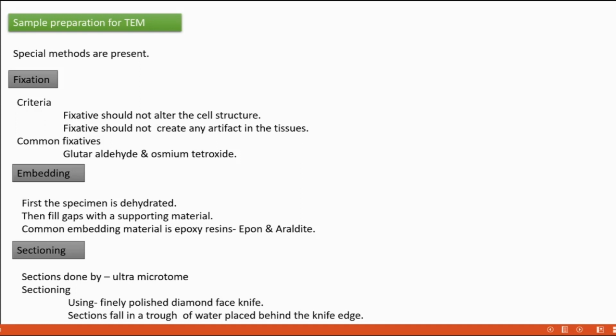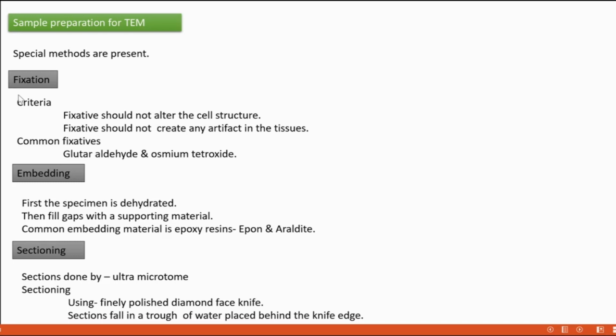Good morning, students. Today in our class we will start with the sample preparation method for TEM, that is, the transmission electron microscope. In the last class, we learned about the transmission electron microscope, its working, its parts, etc. So, we can see what methods are needed to prepare the specimen to be observed under the transmission electron microscope. The first step is fixation.